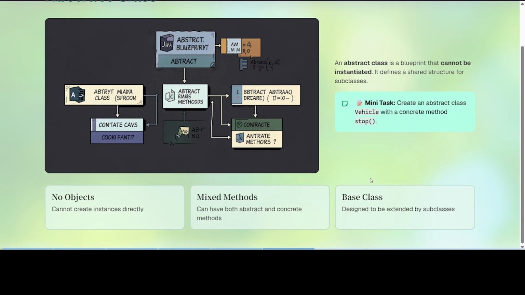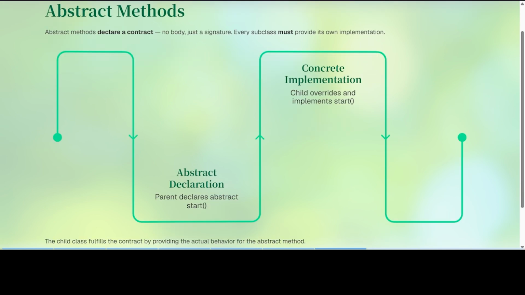Okay, next one is abstract methods. You have the abstract declaration, and then you have to create the implementation. What does this mean? Abstract methods contain only the declaration, no implementation. That means vehicle knows every vehicle must start, but cars start differently, bikes start differently, and vehicle does not know. So the child class must implement. This is the major concept in abstract methods.